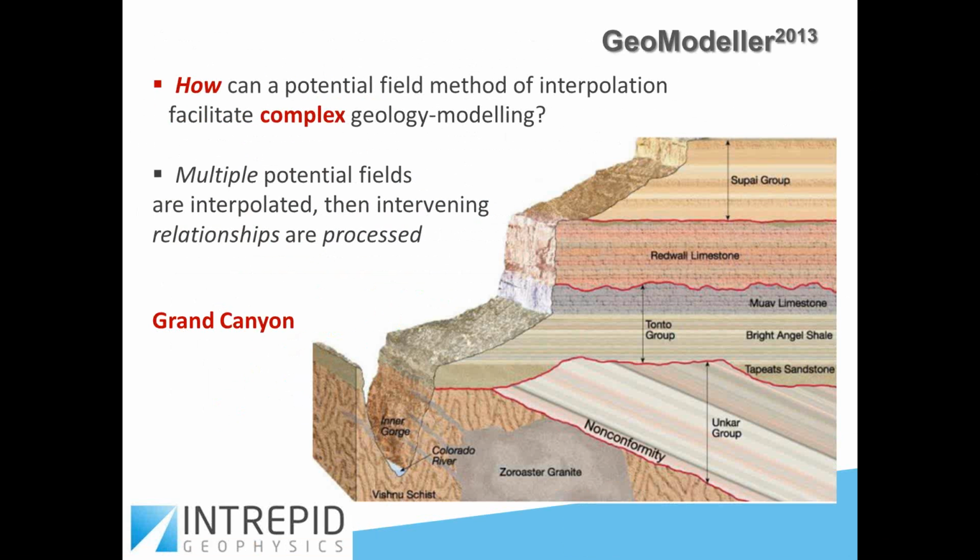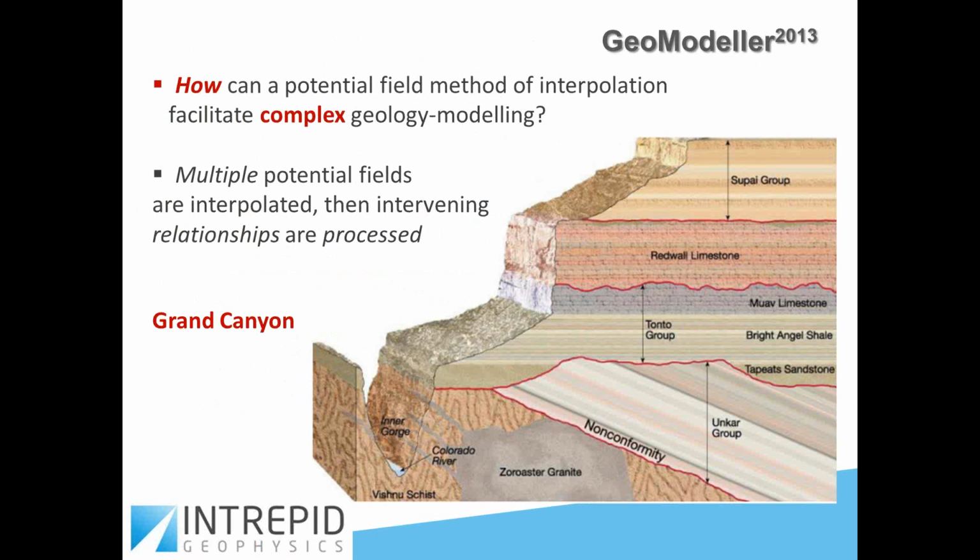So now I just wanted to show a brief case study here where the Grand Canyon sequences are shown, and what I'd like to illustrate here is that in our last slide we showed just one simple example of the potential field method interpolating within one unit, but by using multiple potential fields and then processing the relationships between, we can begin to add complexity to our model.